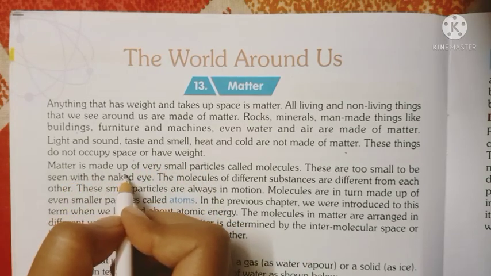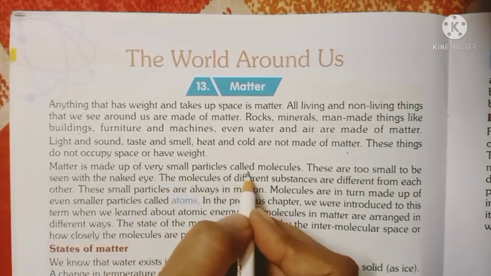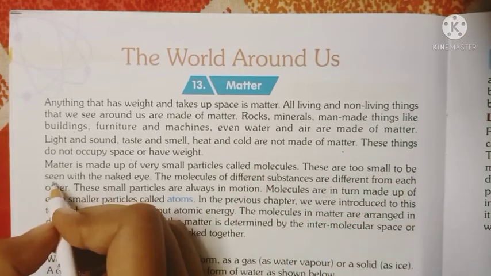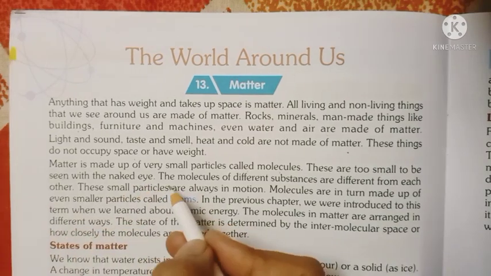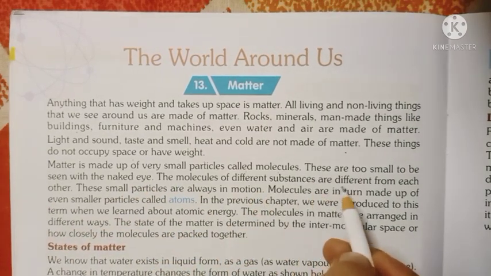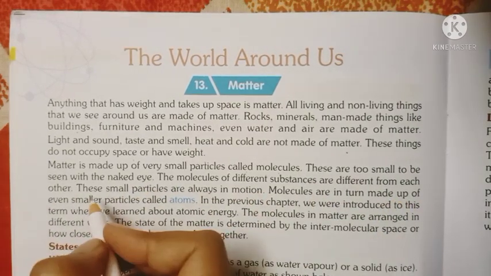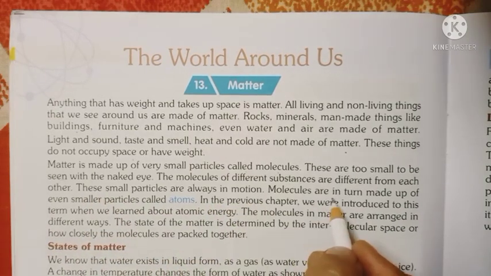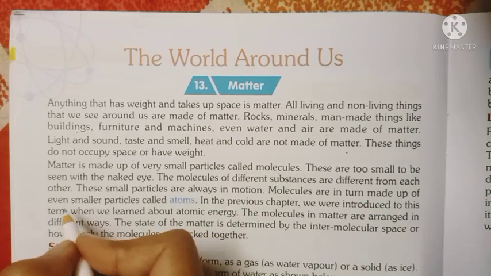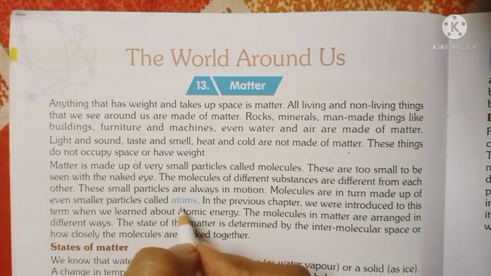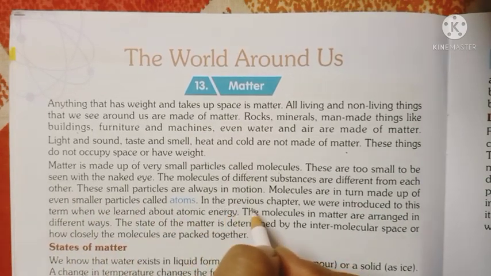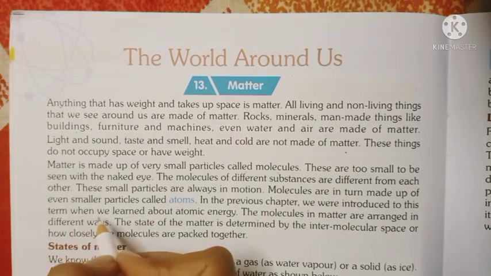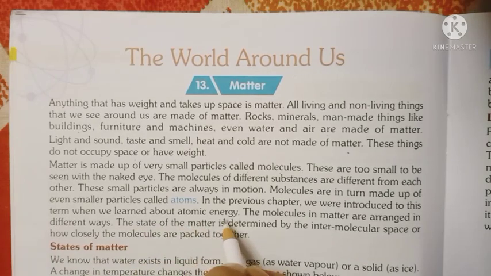Matter is made of very small particles called molecules. These are too small to be seen with the naked eyes. The molecules of different substances are different from each other. These small particles are always in motion. Molecules are in turn made up of even smaller particles called atoms. In the previous chapter, we were introduced to this term when we learned about atomic energy.